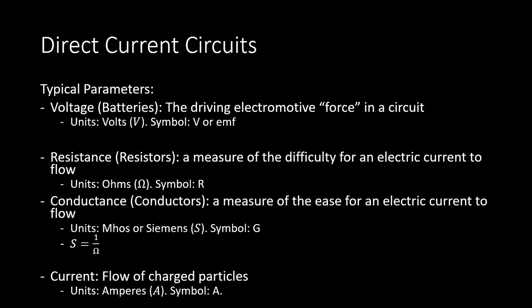Because a Siemens is actually just 1 over an ohm, another term for these is mhos, M-H-O-S, the inverse of ohms. So essentially, if you ever have a system where you have resistance, you can just take the reciprocal and you automatically have the conductance. Resistance we'll talk about for physics circuits. Conductance is more for actual biosystems.